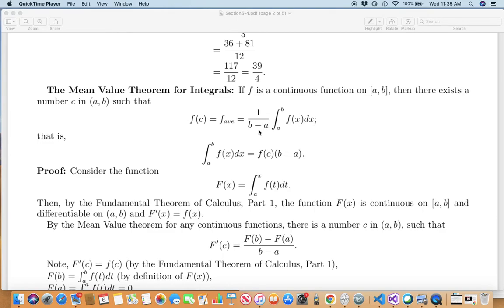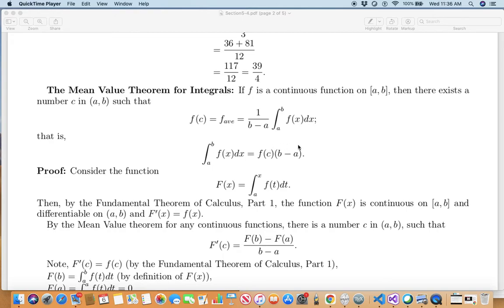Okay. By cross multiplying by b minus a, what do you get? f at c times the length of the interval, b minus a, is the integral from a to b of f(x) dx. Geometrically, what this means is there is a number c in your interval [a, b] such that the entire area under the curve f(x) from a to b is that value f at c times the length of the interval.